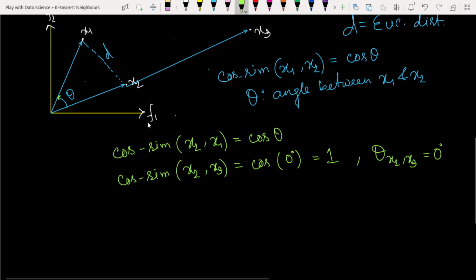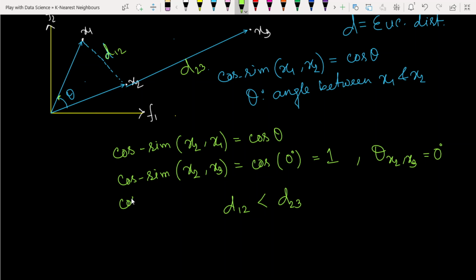But if you take this thing, d of 2 3, the Euclidean distance, and if you take this distance, d of 1 2. Looking at the Euclidean distance, d1 2 is less than d2 3. Easily you can see d1 2 is always less than d2 3. This is the simple Euclidean distance. Now what will be the cosine distance here?